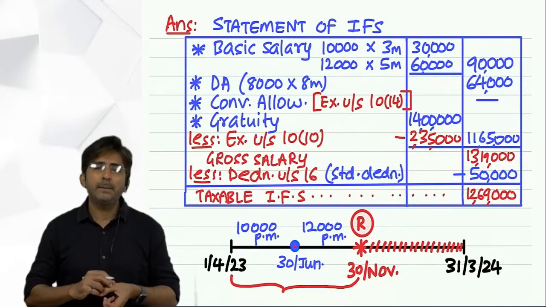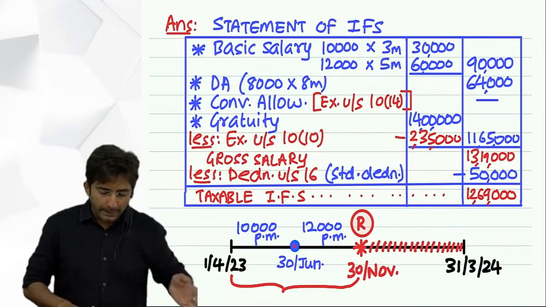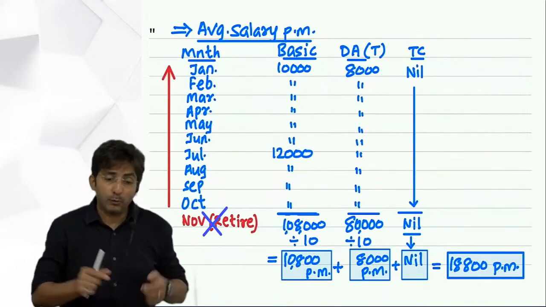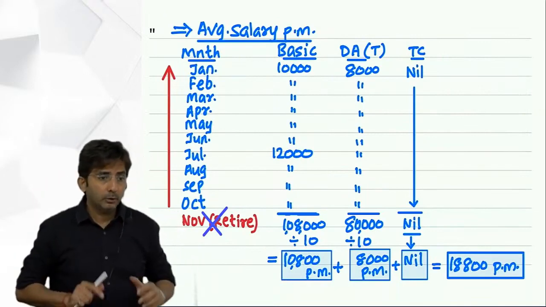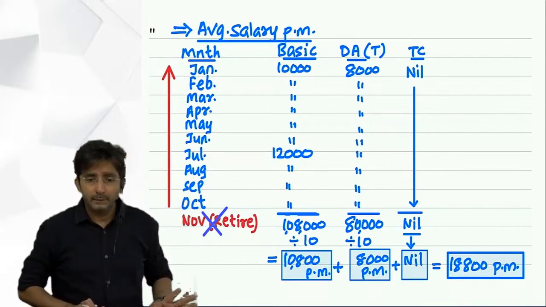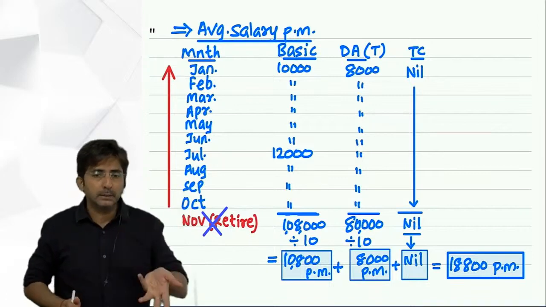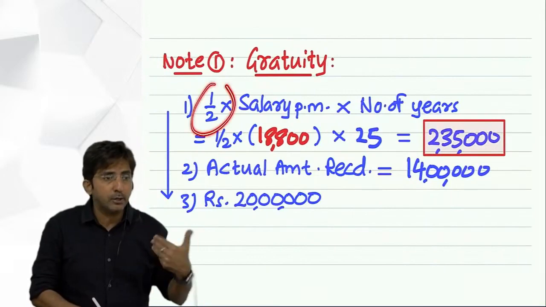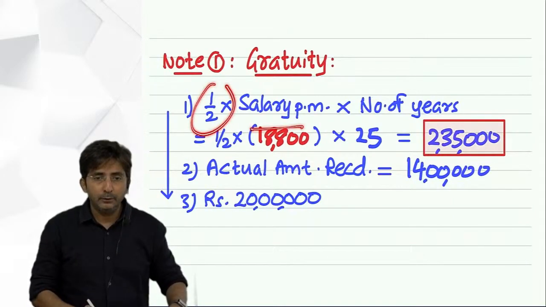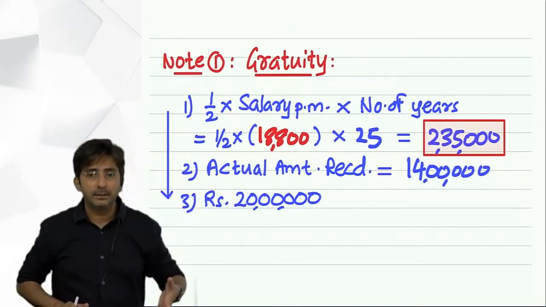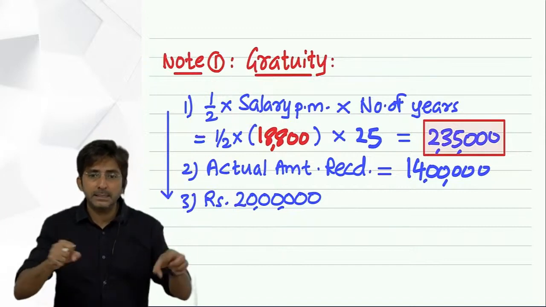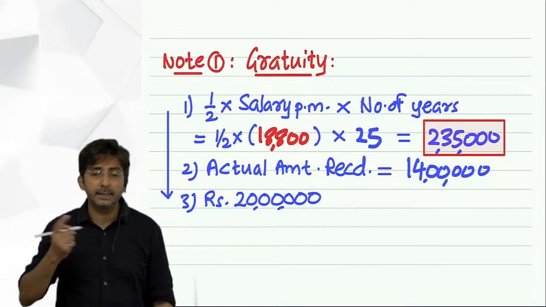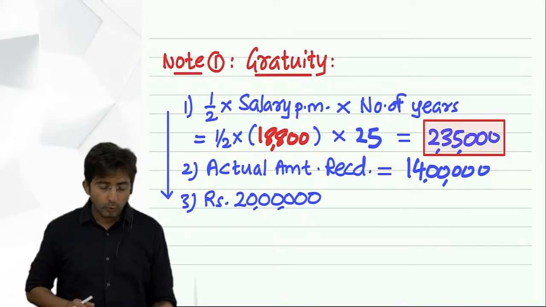In short, see, POGA employee is in fact simple. In POGA employee, you don't have to do this botheration. That is why I did a question of other employee, because there everything is covered nicely. Now once other employees done, POGA employee nothing. In POGA employee, what you have to do? Just 15 by 26 instead of half. And in salary, you don't have to do the working of average. Pick up the latest basic and latest DA, add. And in number of years, you have to round off the fraction if it is greater than 6 months. So gratuity we have completed.